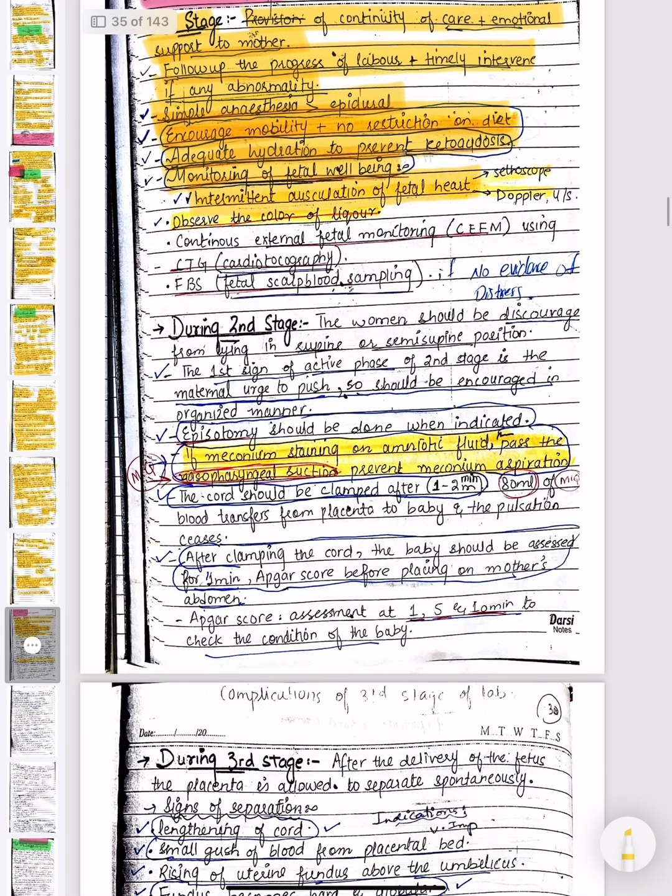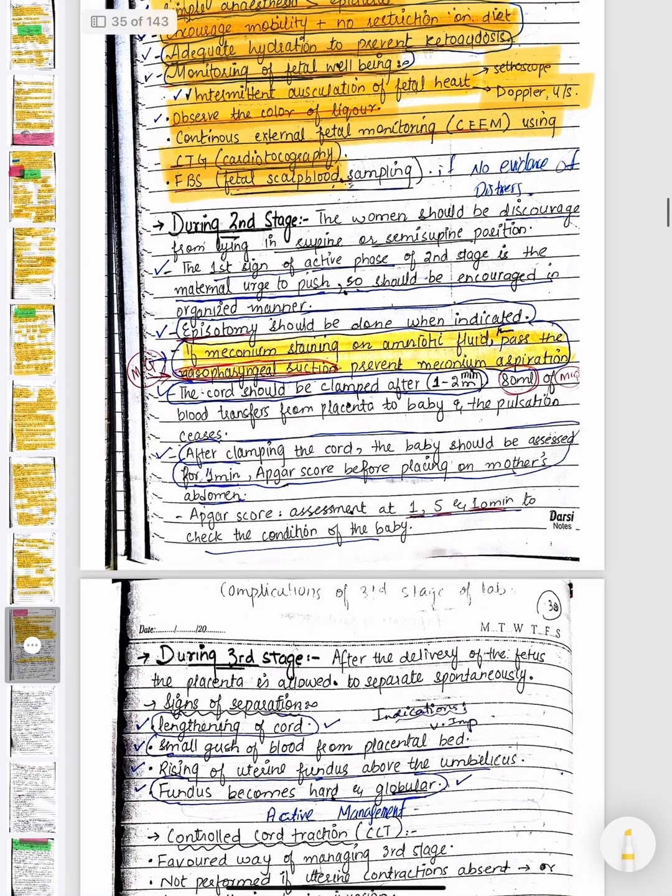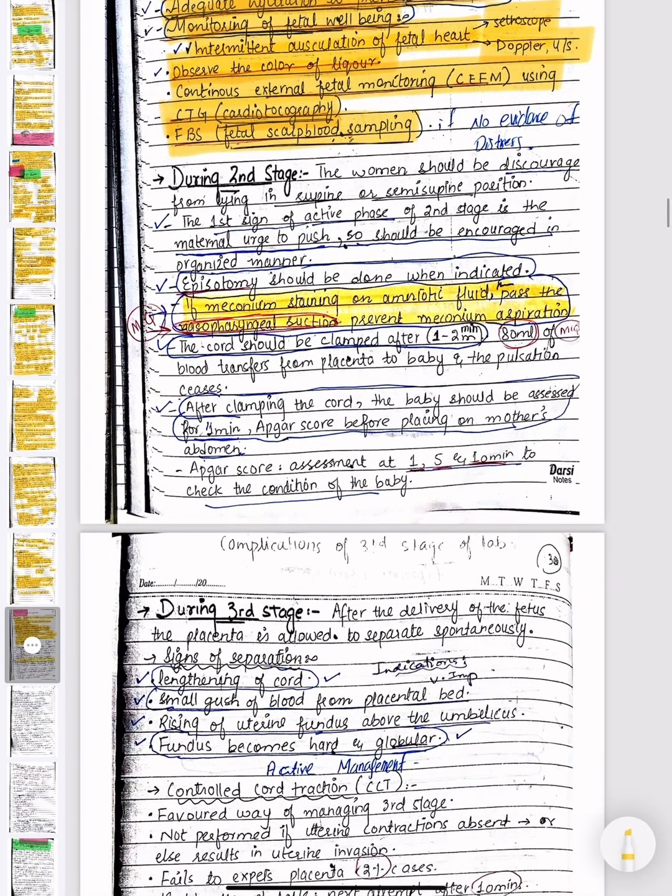Monitoring of fetal well-being is done: intermittent auscultation of the fetal heart rate with a stethoscope and Doppler ultrasound, and observing the color of the liquor. Continuous external fetal monitoring is done using the CTG, cardiotocography, and FBS, that is fetal scalp blood sampling.